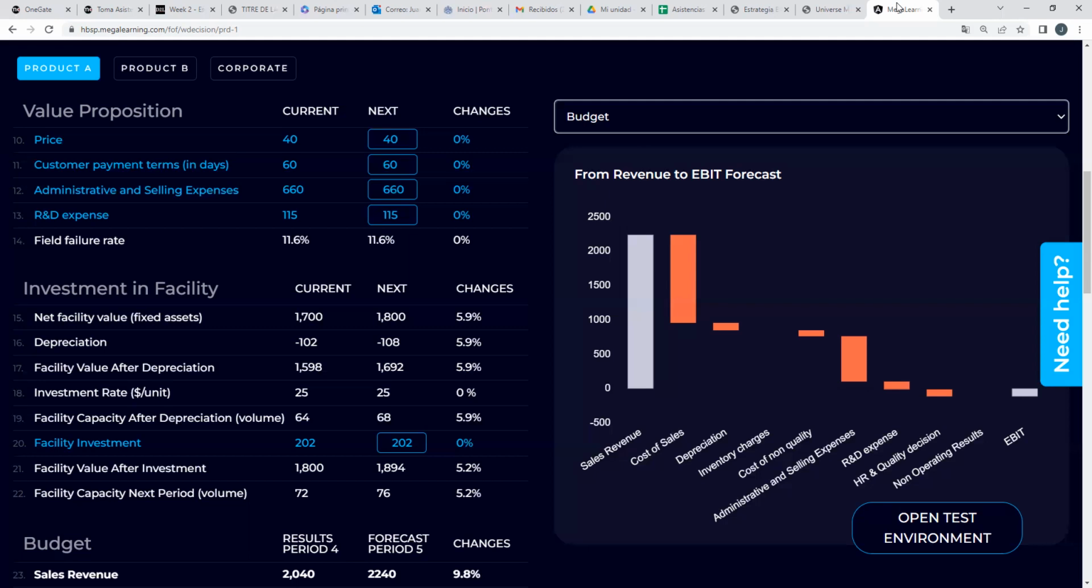How about facility investment, is it only for one product, not the whole thing? No, it's for the facility for product A, and here for product B you are going to have the same information, and this one for B is more expensive, no? It's 100. Exactly. So this is the information for product A.